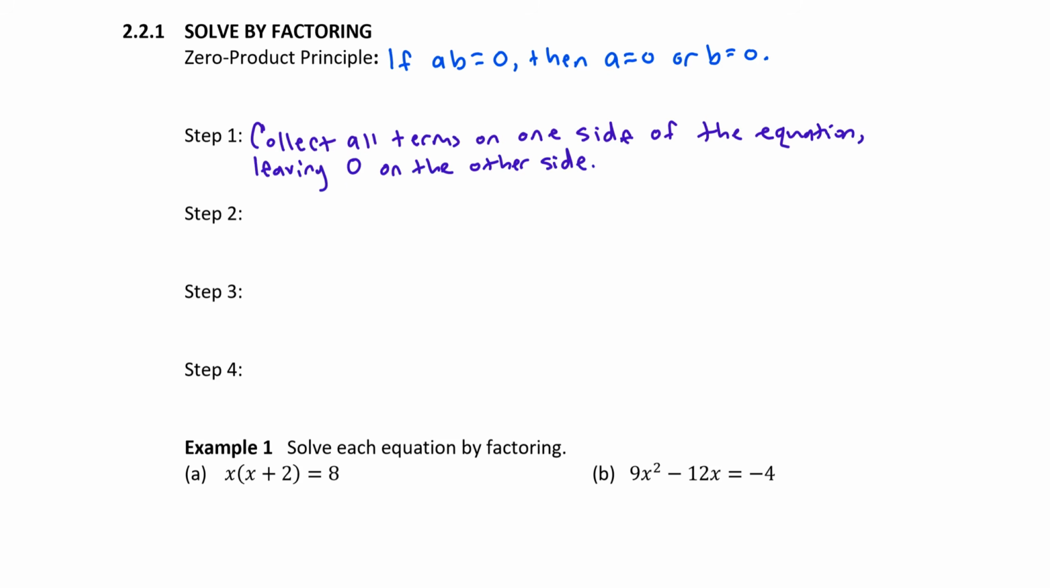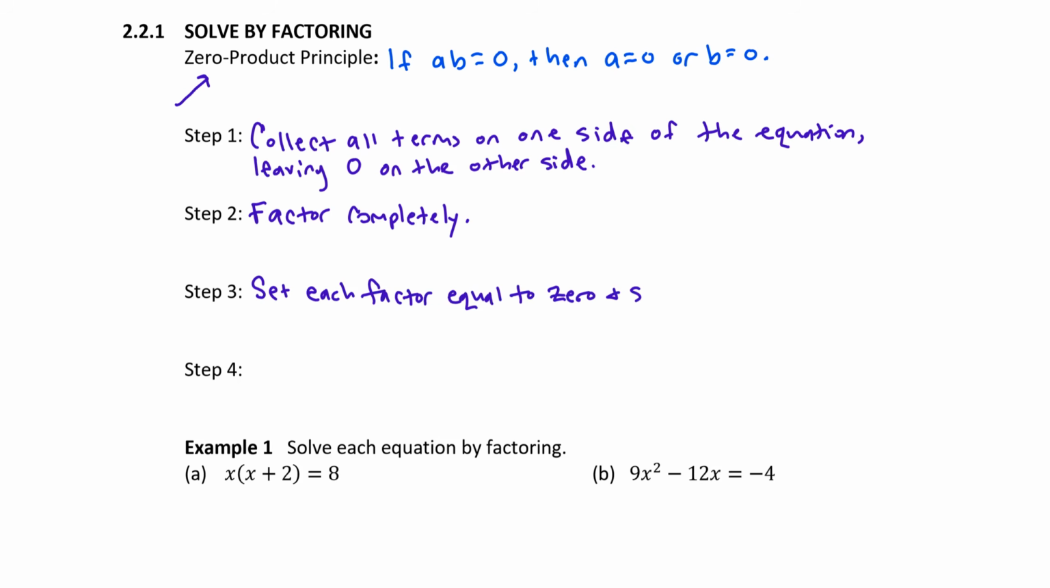Once we have it equal to 0, then we can employ our zero product principle. Before we do that, we're going to factor it completely. So step 2, factor completely. And that's one of the reasons that we reviewed factoring trinomials. Step 3, employing our zero product principle, set each factor equal to 0 and solve for x, or whatever the variable happens to be.